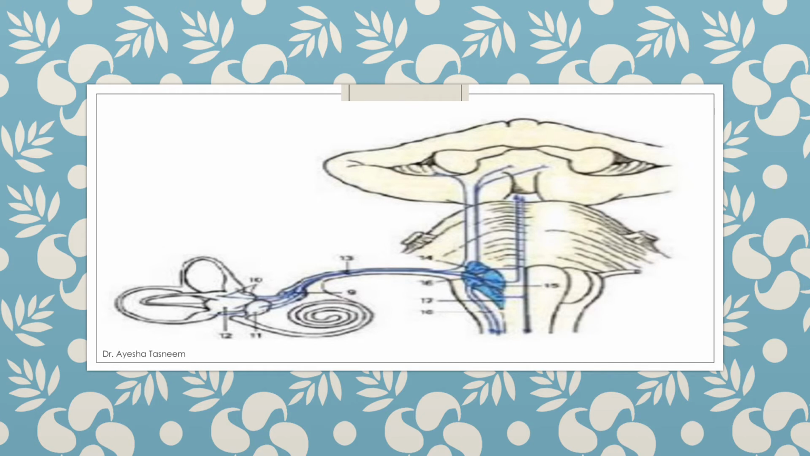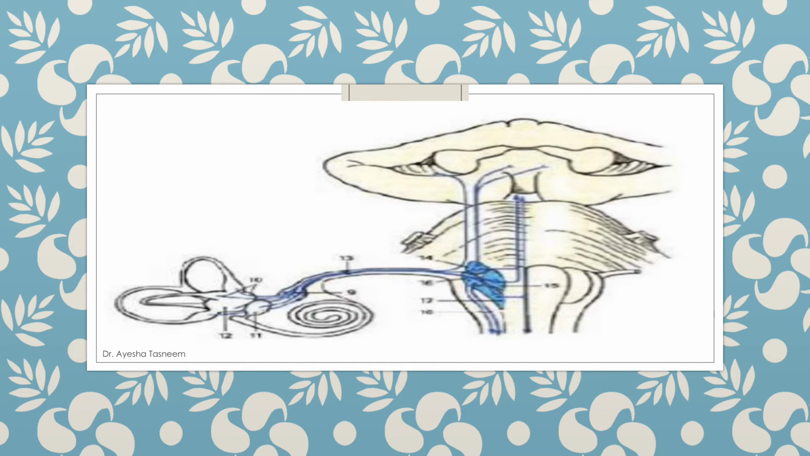The vestibular nerve conducts nerve impulses from the utricle and saccule and provides information concerning the position of the head. The nerve also conducts impulses from the semicircular canal that provide information concerning the movement of the head.